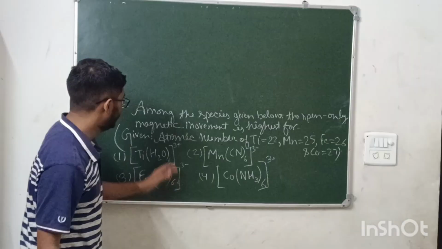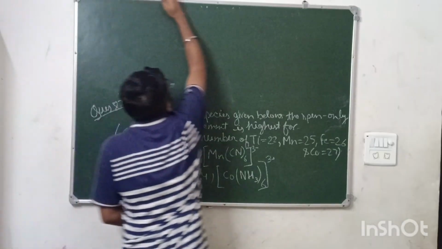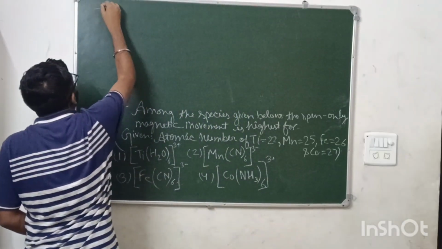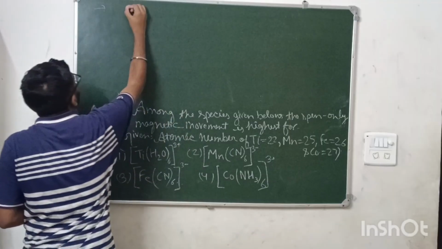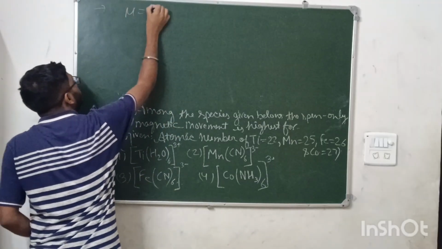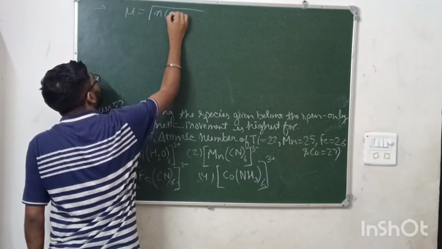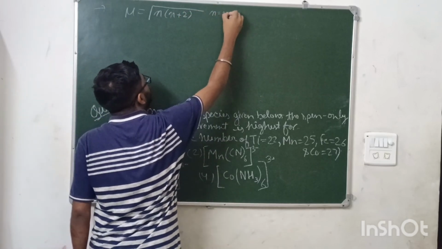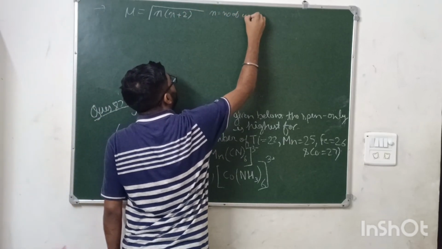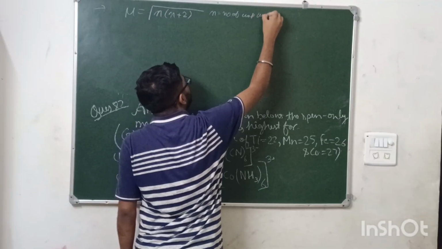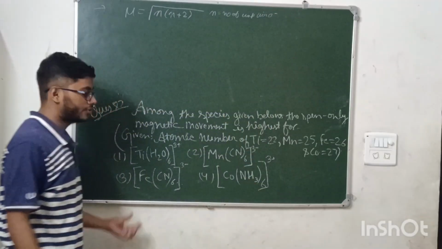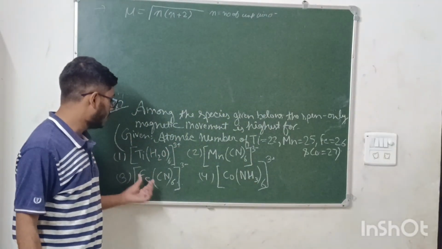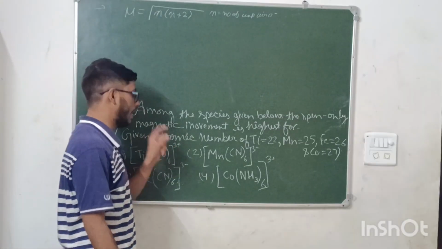Okay. So you have been given 4 complexes, and you know how to take out the spin only magnetic moment. The formula is denoted by mu equals root over n(n+2). What is n? Number of unpaired electrons. Okay, so first of all, for titanium, manganese, iron and cobalt, we need to find the charge on them.